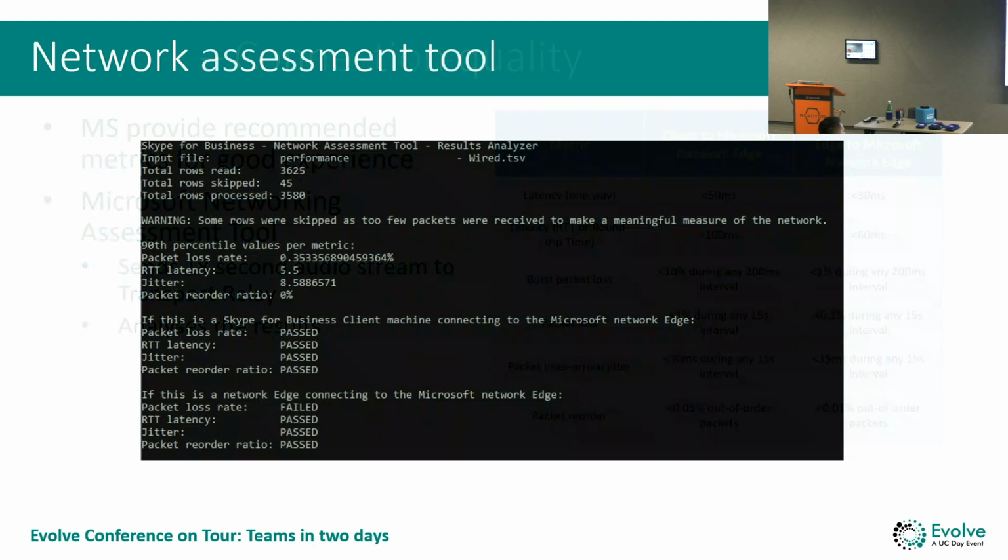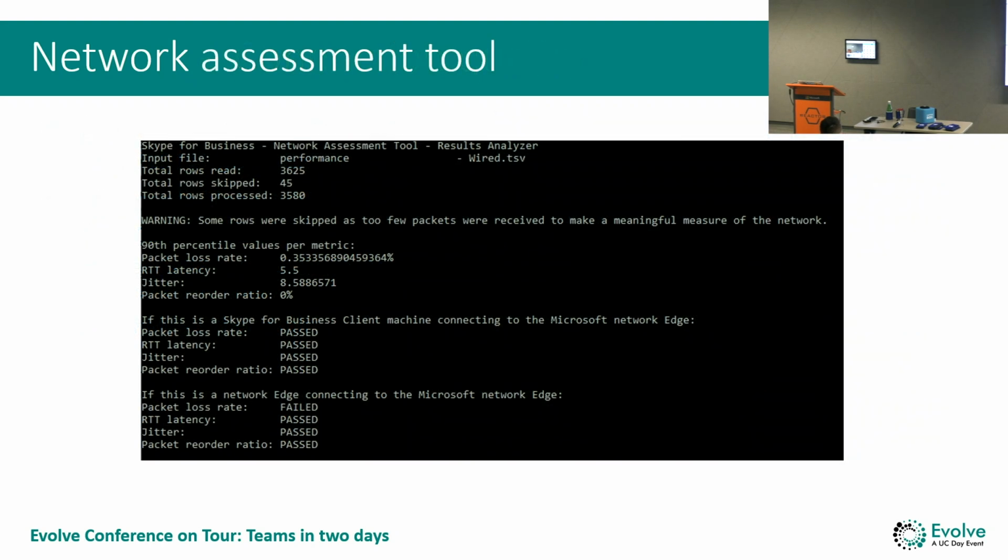If you chuck that through the tool, you will get a 90th percentile average of your metrics. So that is Microsoft is chopping out the bottom and top results from all those tests. And then you get a pass or a fail. So you can see here this one, it's called Skype for Business just because that's what they've got written in the tool. But packet loss rate, RTT, jitter, pass, pass, pass. If this was from the edge, we actually failed on the packet loss rate there.